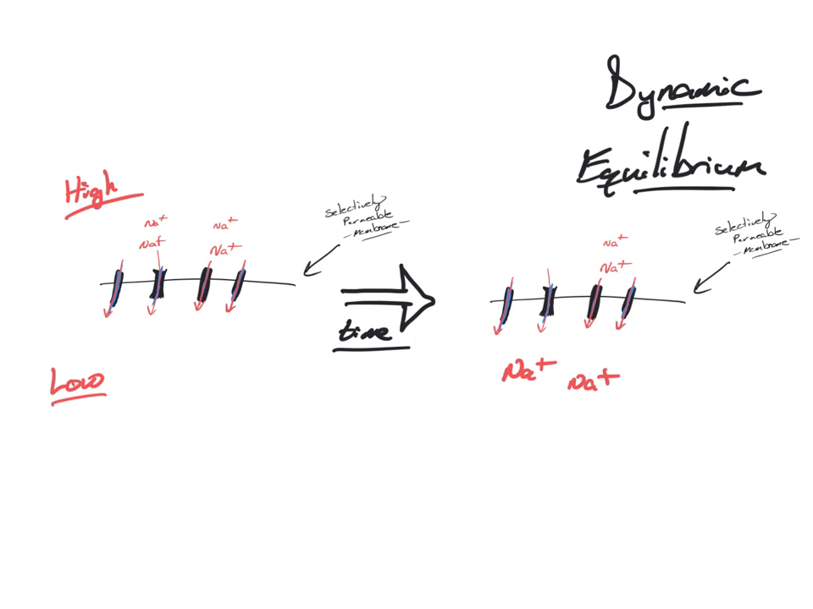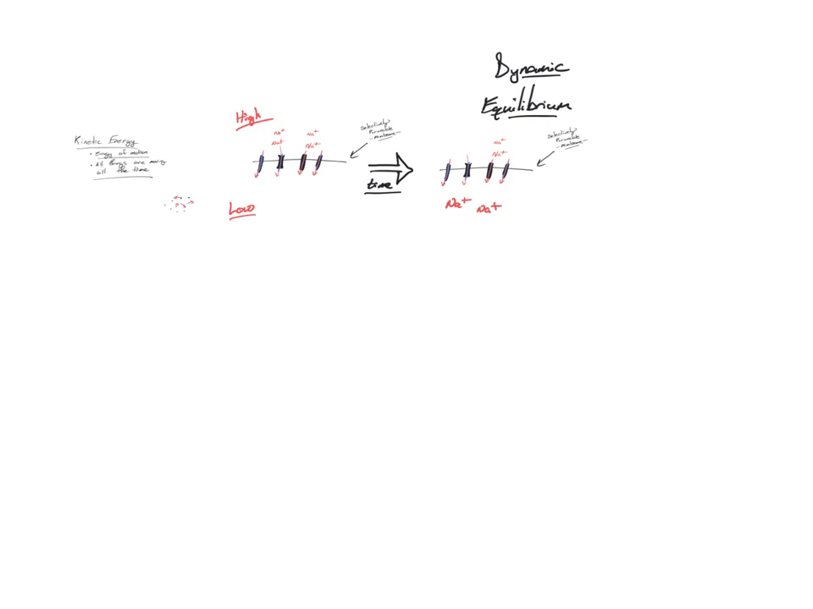When we're talking about a cell, it doesn't just stop there. That's the idea of dynamic equilibrium, that you have movement in both directions, with a membrane in the center separating the outside from the inside. You have to always remember that when you're talking about a cell, you're always talking about outside versus inside.